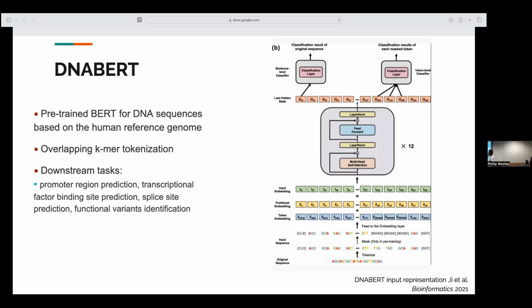Since it's just the encoder part, you can take the outputs from the last hidden layer and do things on it. If you take the first token, you could predict things on a sentence level, like for all the nucleotides in the input. But if you take other single tokens, you could predict things about those particular tokens, or those particular chunks of DNA.